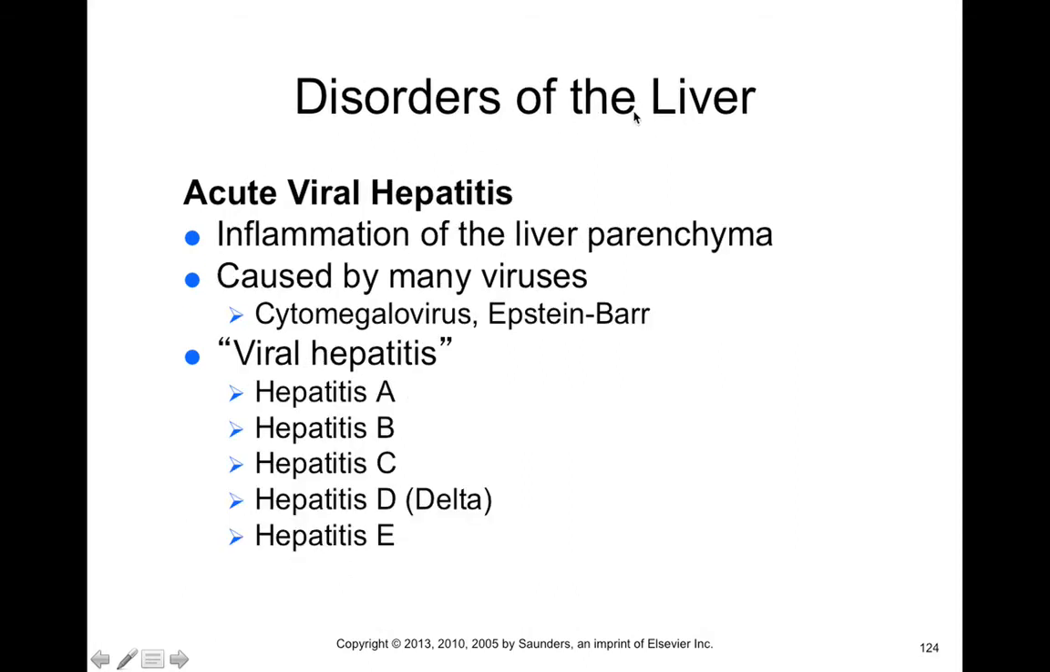Now, in terms of other disorders of the liver, we'll start with acute viral hepatitis. And we define this as inflammation of the liver parenchyma, or tissue itself. And it's caused by many different types of viruses. Things from cytomegalovirus to Epstein-Barr virus. And there's a different class of viral hepatitis we talk about, like A, B, C, D, and E. And they can be caused by different viruses, but they're defined alphanumerically.